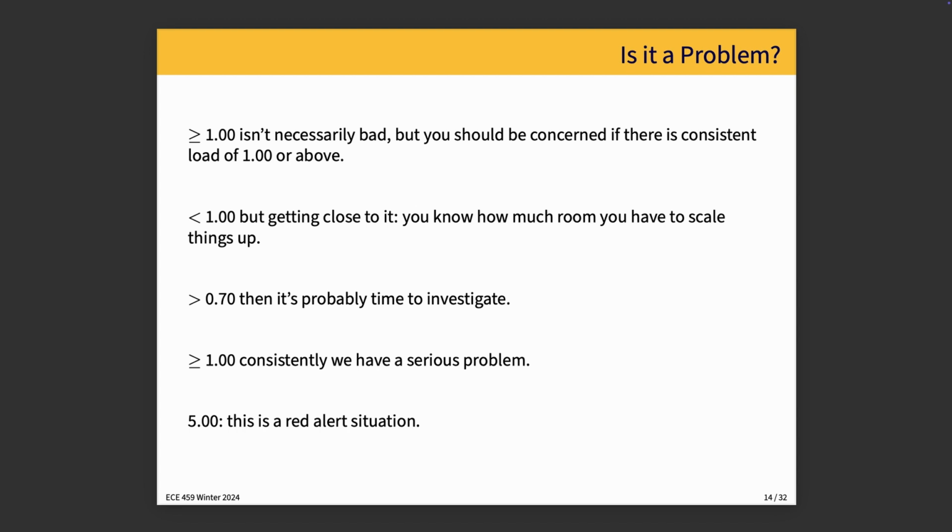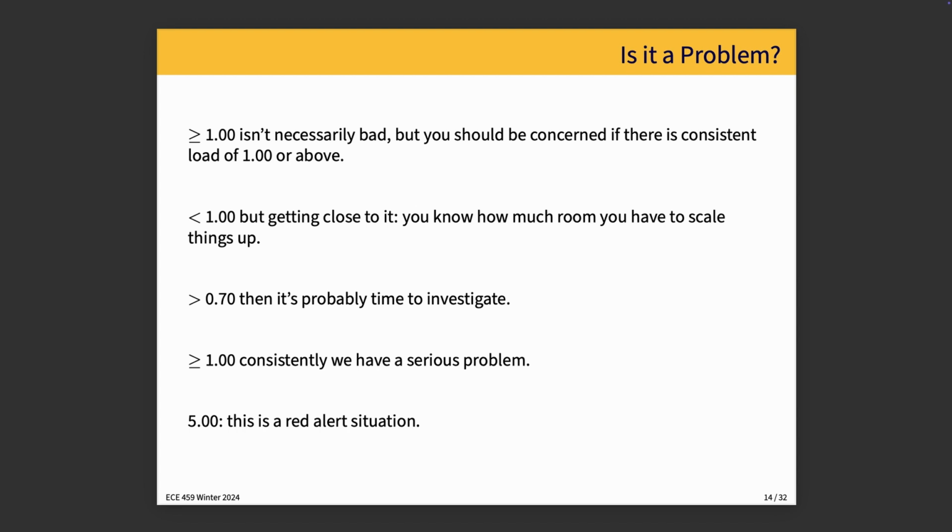If we had more CPU time, then more threads would get to run, and we probably would expect that this is better performance, right? If load is below 1, then we are getting close to it, right? We know how much room we have to scale things up. If we have twice as much CPU capacity as we actually need, then we know that chances are we can handle more users relatively easily, right? But if we're at like 0.7, then it's time to investigate.